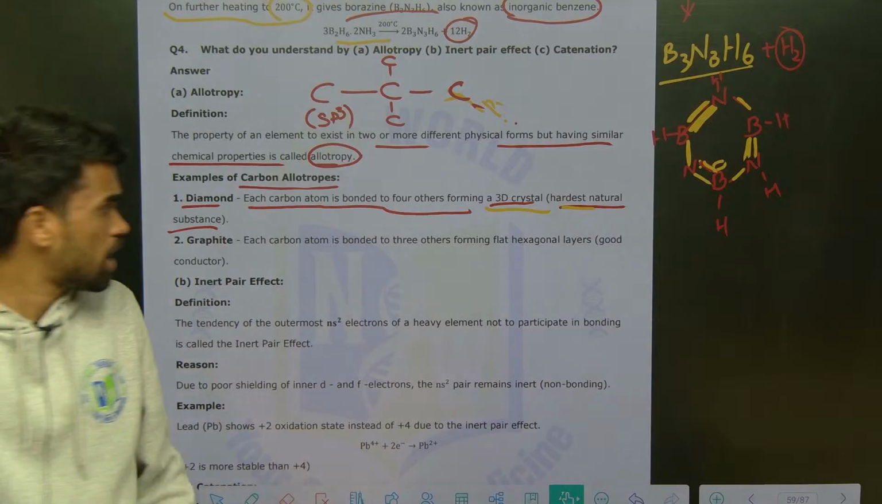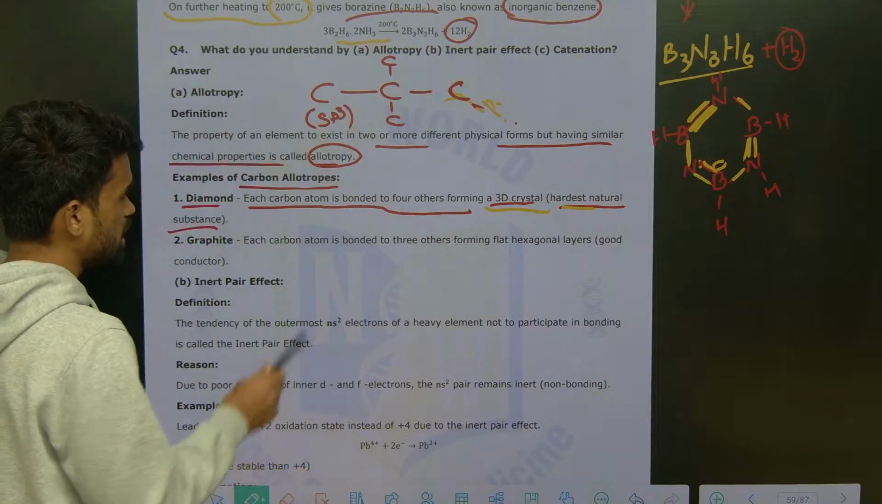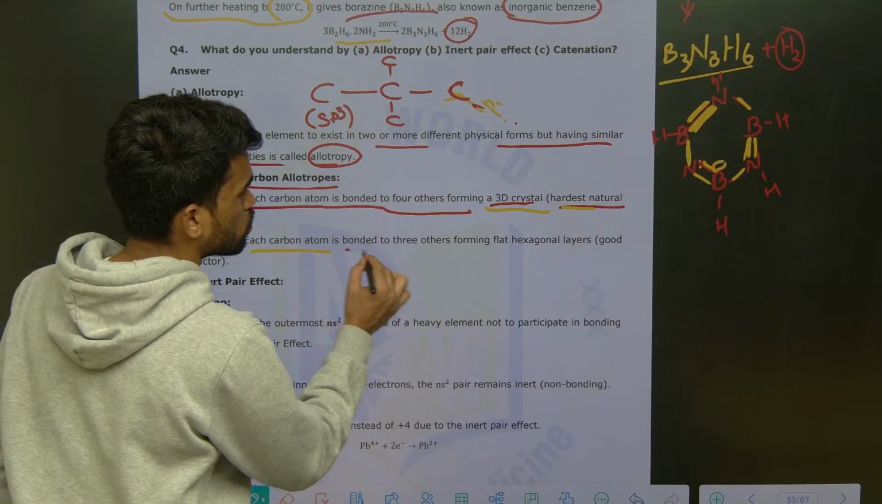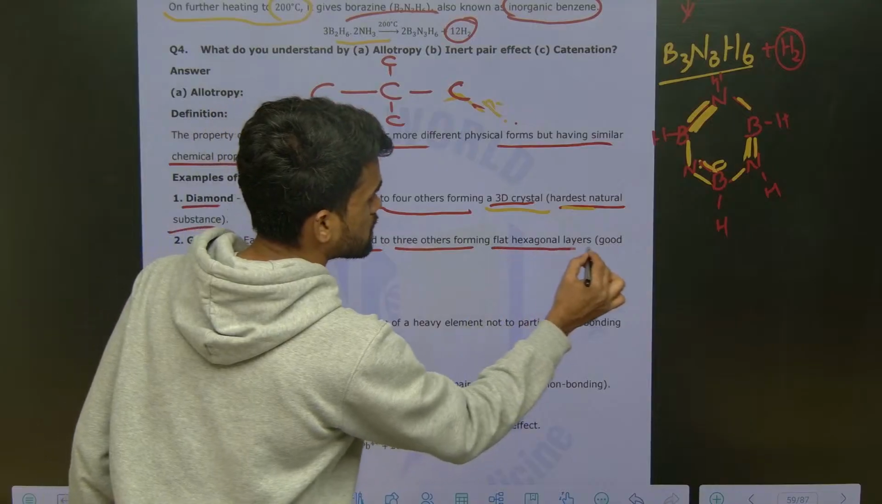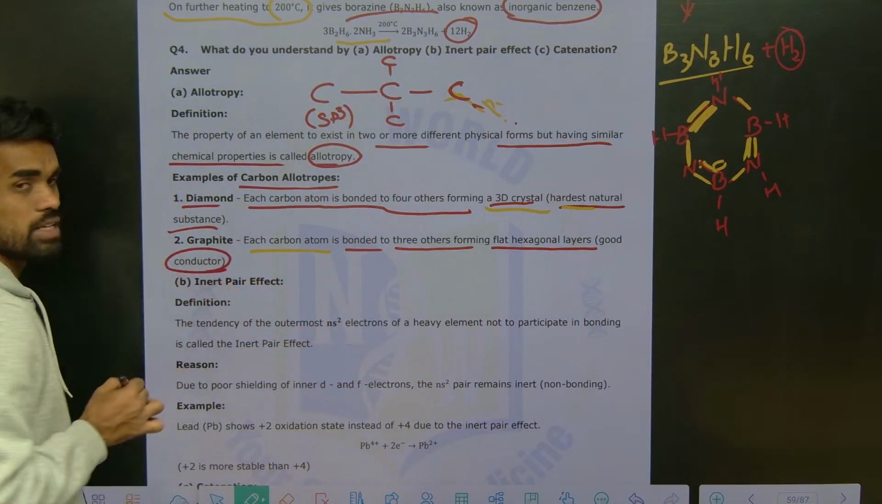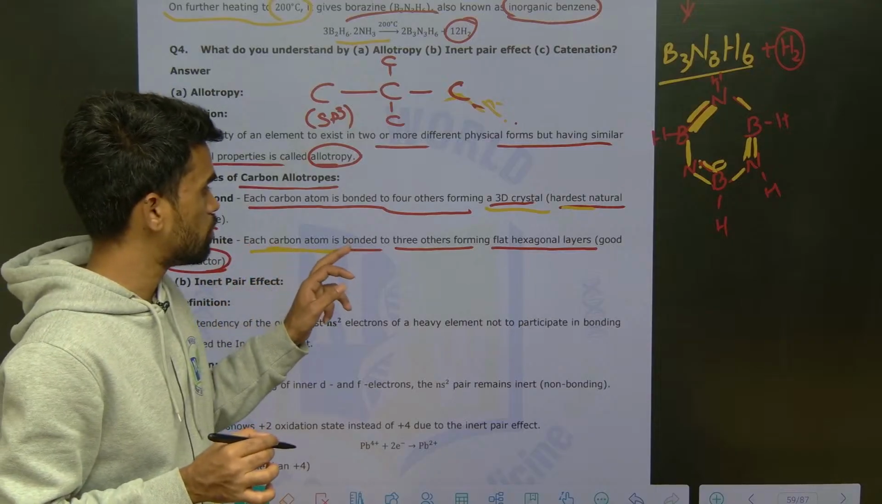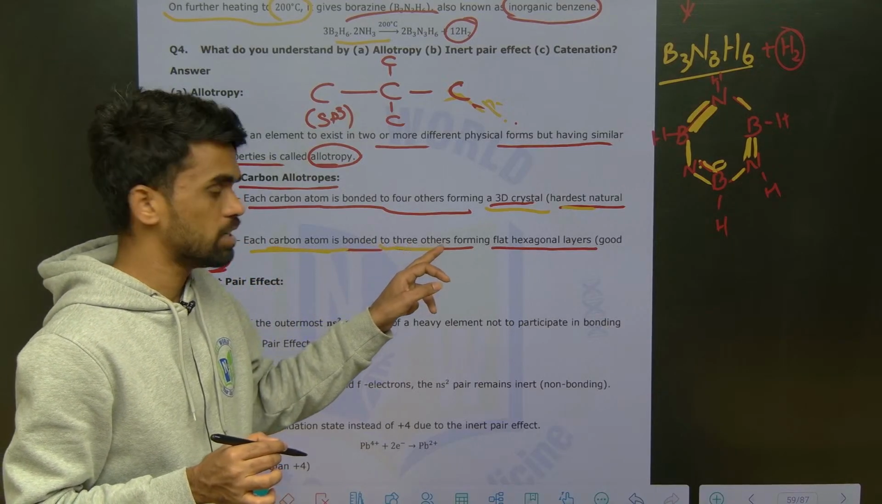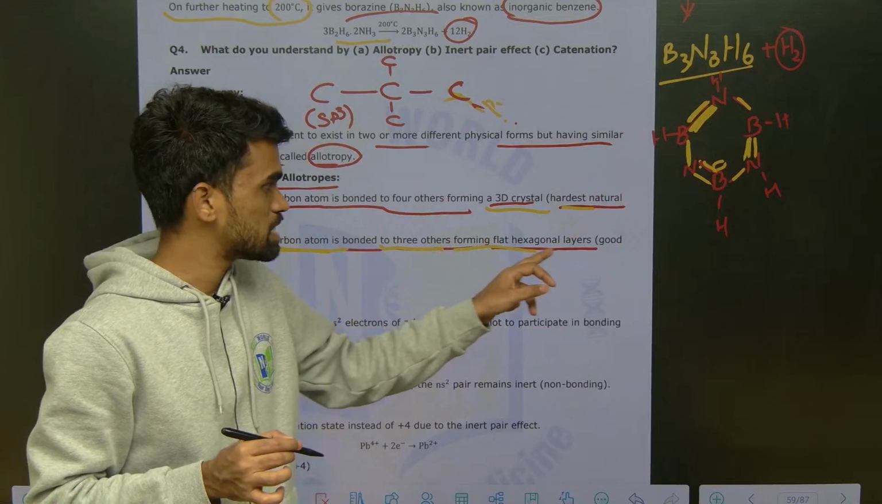Next one we have is graphite. So graphite, if you see, each carbon is bonded to 3 others forming a flat hexagonal layer. Okay, so graphite is a good conductor. What they are saying is, each carbon atom is bonded to 3 others, that makes a flat hexagonal layer.